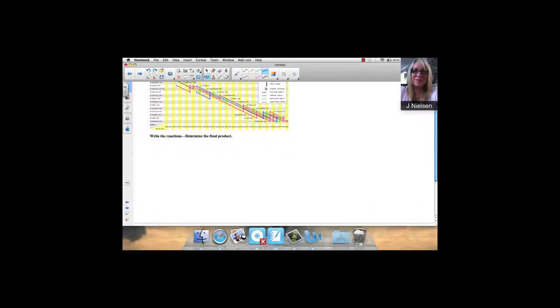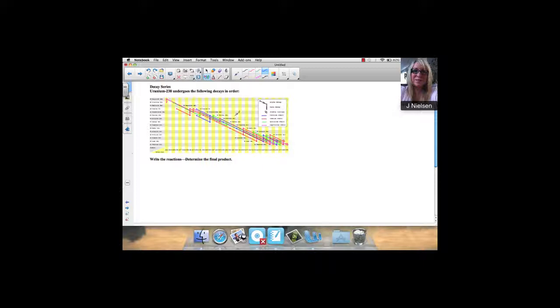This is showing you, and your diagram and your notes is a little bit different, but it's showing you the decay, if you look all the way at the top, of uranium 238 all the way down to lead 206. Because the lead 206 is stable. And so uranium will spontaneously decay and keep going until it gets to a stable form.